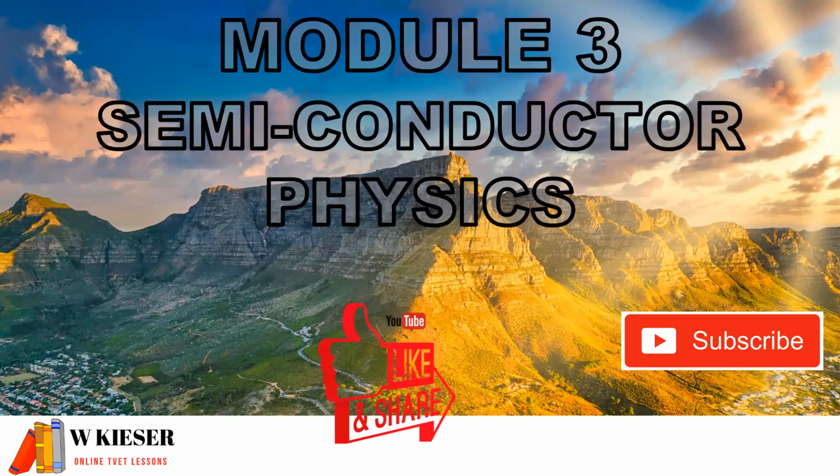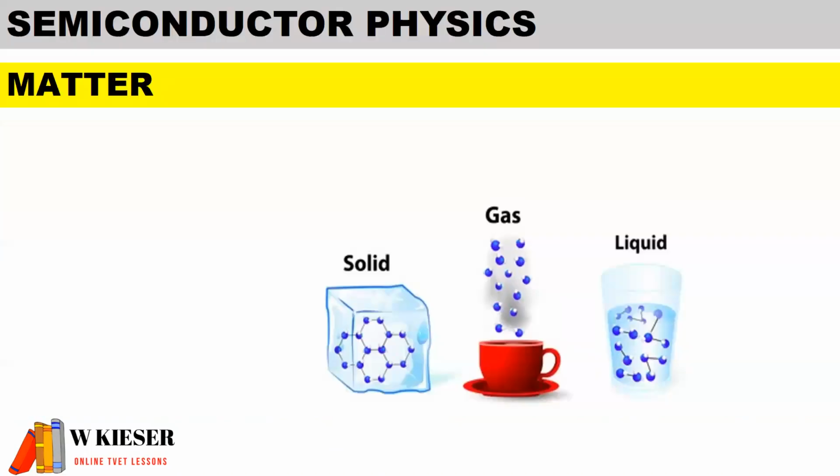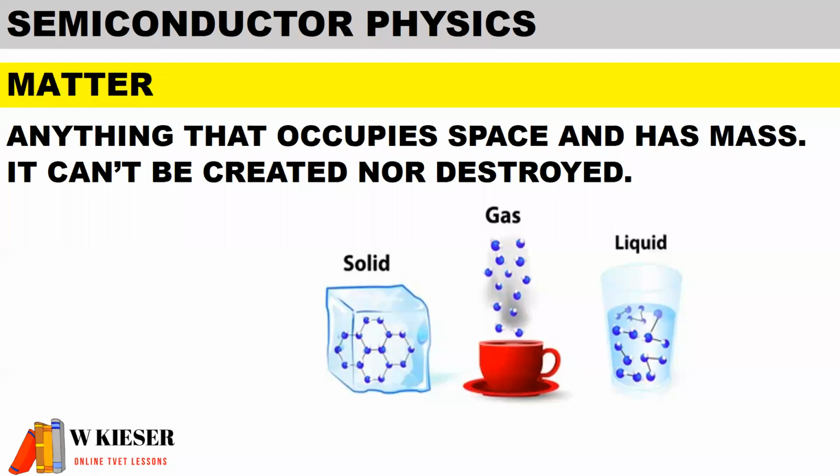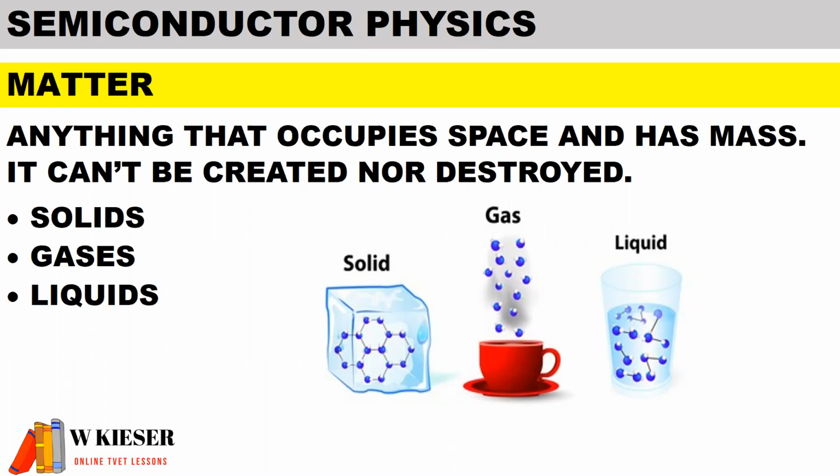Now, in Module 3, we'll be looking at Semiconductor Physics. The term matter is anything that occupies space and has mass. It can't be created nor destroyed, but transferred from one form of energy to another. And the examples are solids, gases, and liquids.